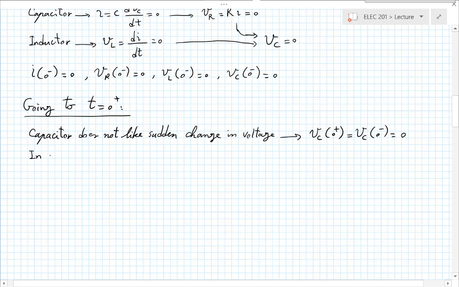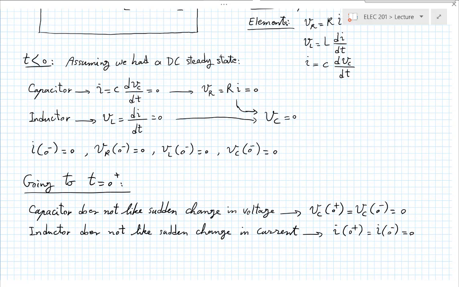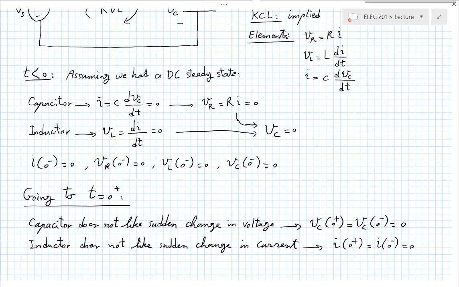On the other hand, inductor does not like sudden change in current. So that simply means that I of 0 plus is the same as I of 0 minus, which is 0. So we were able to carry two pieces of information from 0 minus to 0 plus. One was the voltage of the capacitor. The other was the current of the inductor.